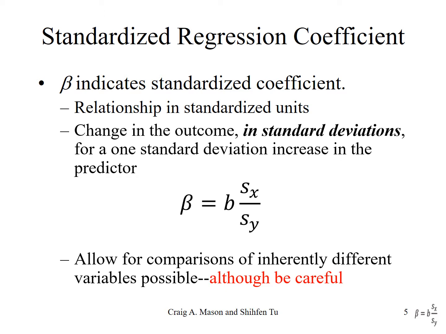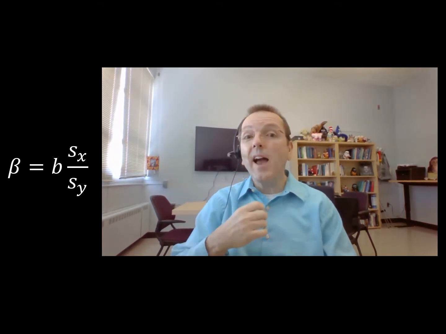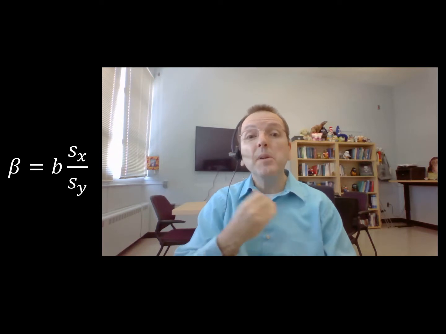But you have to be careful. Because beta incorporates the standard deviation of x and the standard deviation of y, the size of beta will vary simply because the standard deviation in our sample changes.